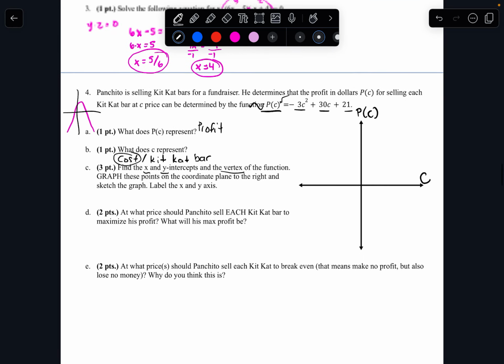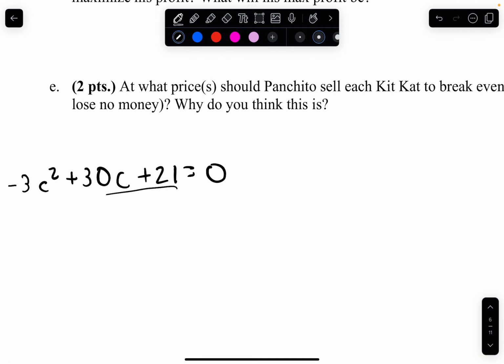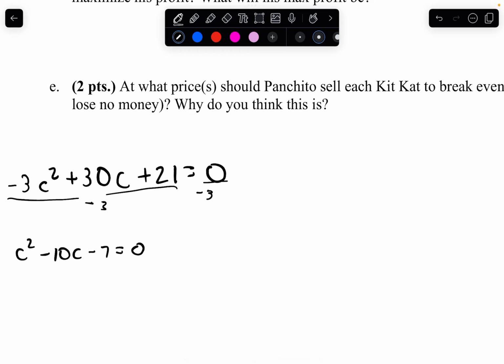Let's find the x-intercepts first. I'm going to take the equation that was given to me and set it equal to 0. Because if you're finding the x-intercepts, you are finding the value of your equation when your profit is $0. Okay, I'm going to divide everything by a negative 3. So I get c squared minus 10c minus 7 is equal to 0. And I'm going to solve for c by completing the square. So I will add 7 to both sides and have this c squared minus 10c plus something is equal to 7 plus something. Because if you do something to the left side of the equal sign, you must also do it to the right side of the equal sign.